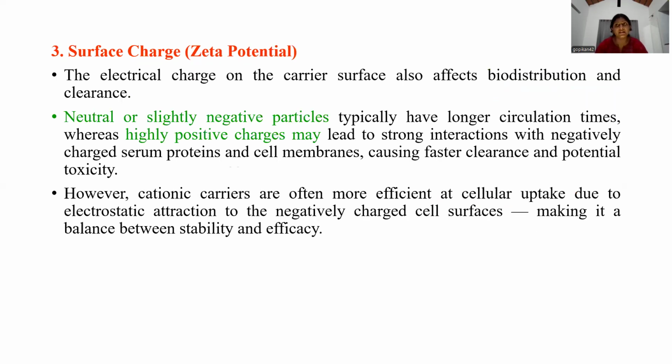The next factor influencing physical targeting is the surface charge, or zeta potential. The electrical charge on the carrier surface also affects biodistribution and clearance. Neutral or slightly negative particles typically have longer circulation times, whereas highly positive charges may lead to strong interactions with negatively charged serum proteins and cell membranes, causing faster clearance and potential toxicity. However, cationic carriers are often more efficient in cellular uptake due to electrostatic attraction to the negatively charged cell surfaces, making it a balance between stability and efficacy.